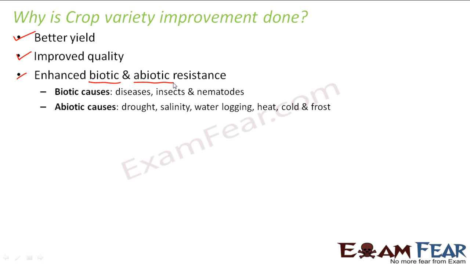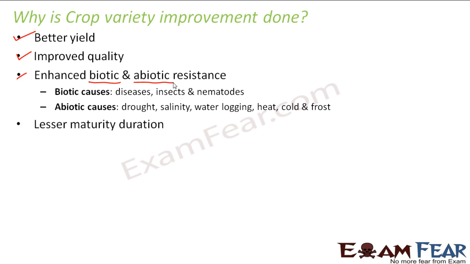Therefore, when we look for crop variety improvement, why do we want the crop variety to be improved? So that we can select a variety which has enhanced biotic and abiotic resistance. That means it can resist or fight the biotic causes as well as the abiotic causes. These kinds of varieties will give better results because they will not be harmed easily by diseases, insects, or too much water, heat or cold.